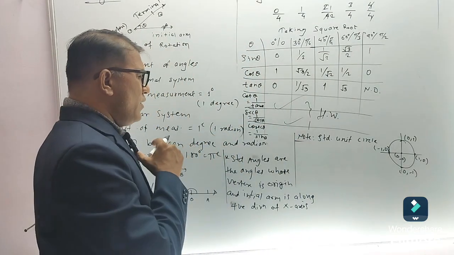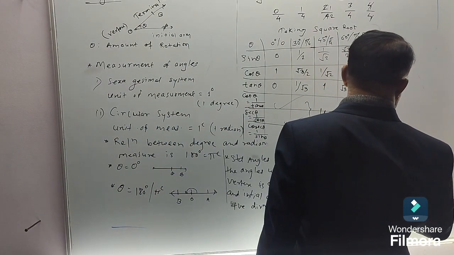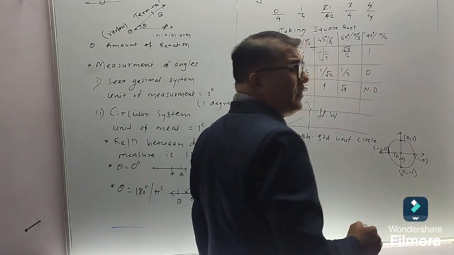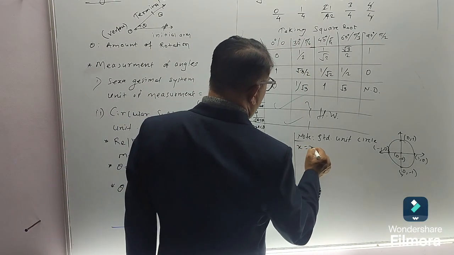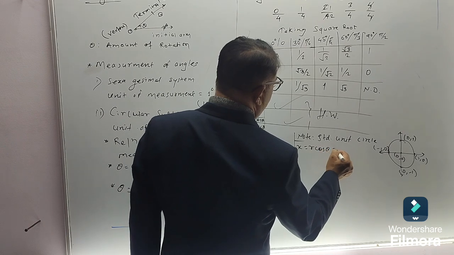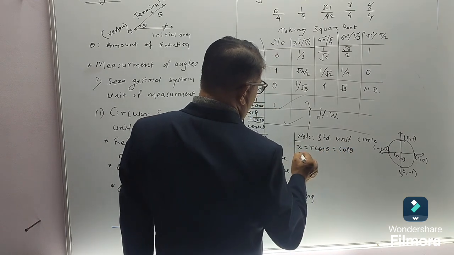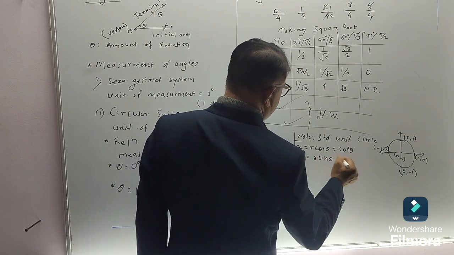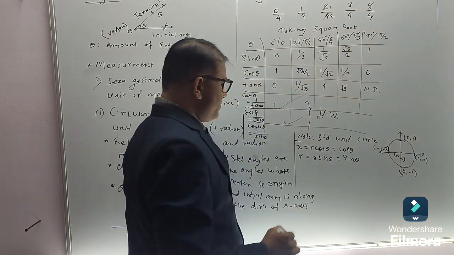And yesterday, in the first lecture of trigonometry, what did we learn? We learned x is equal to r cos theta. Here r is 1, therefore x is cos theta. And y is equal to r sin theta. Since r is 1, therefore it is sin theta.